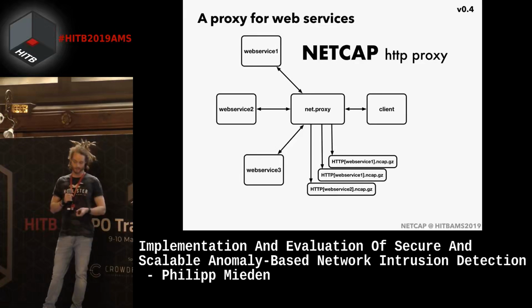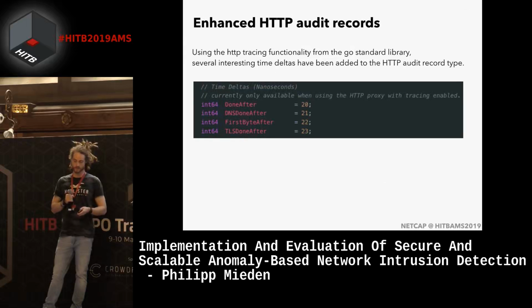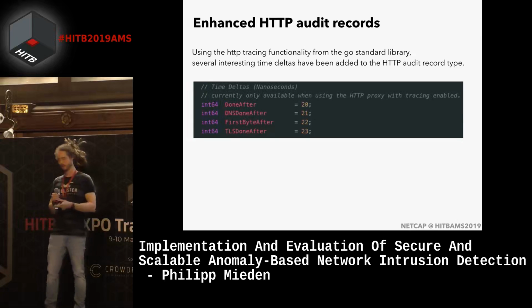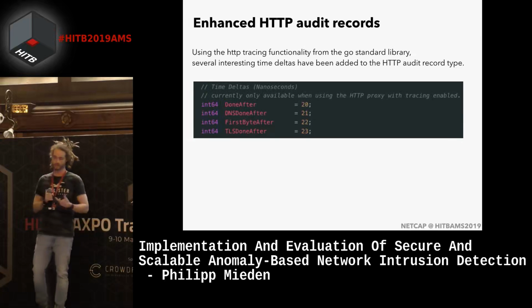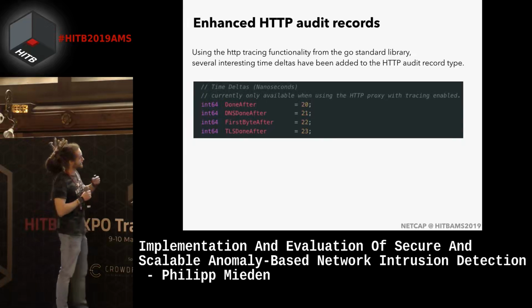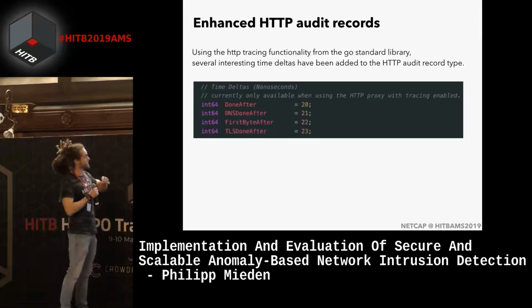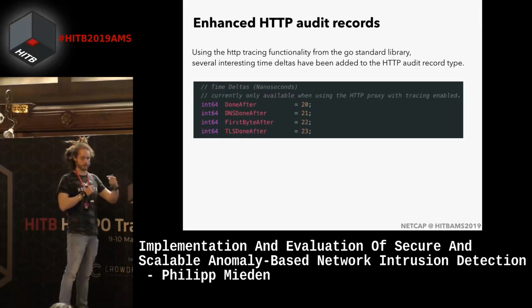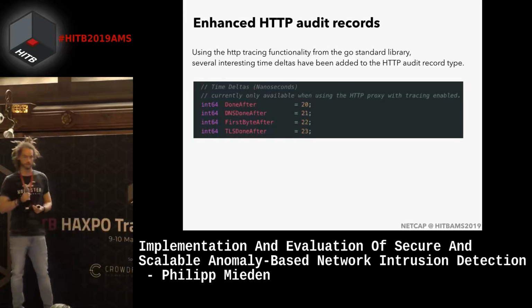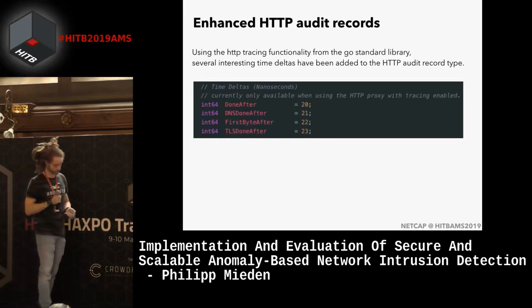And the nice thing here is that while doing it this way, I can use the tracing functionality from the Go HTTP standard library. And I can give you a couple of more interesting fields here. So for example, the total time it took from request to response, the time it took to resolve the DNS query, the time it took until we received the first byte of the response, which might be interesting for some timing attacks, and also the time it took for the TLS handshake to complete.